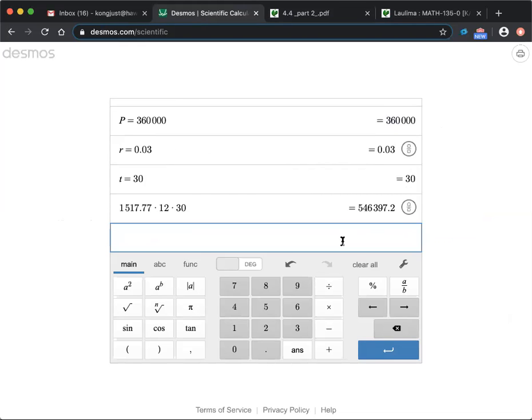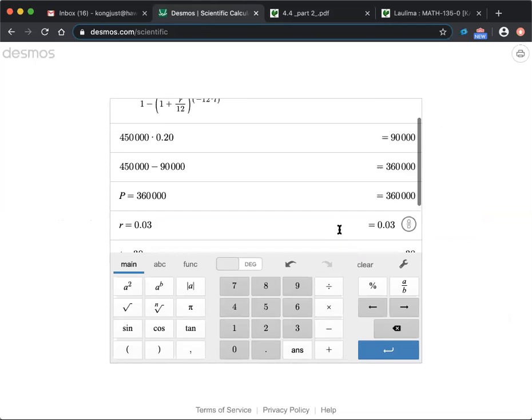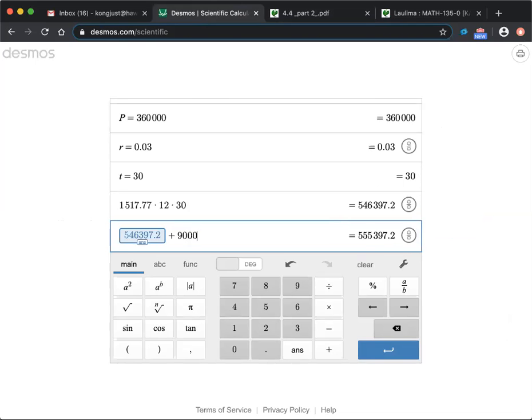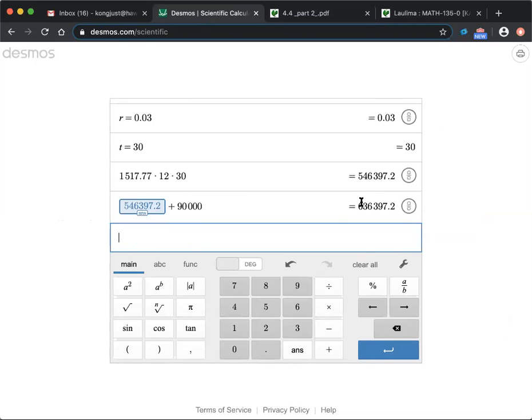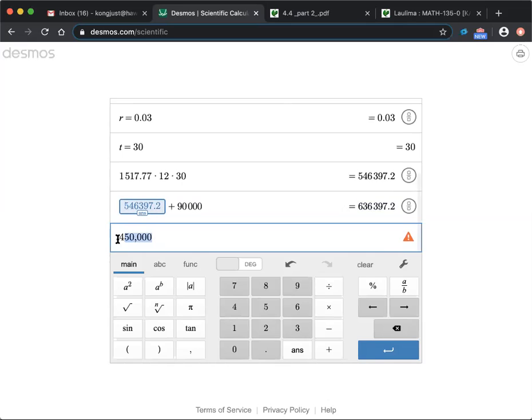Oh, plus the, I forgot the question was how much in total. So plus the original $90,000 that was put as a down payment. Yeah, $90,000. Altogether, he paid $636,397.20. That's to buy a $450,000 home. So over the course of 30 years, you pay this amount to get something worth this amount.